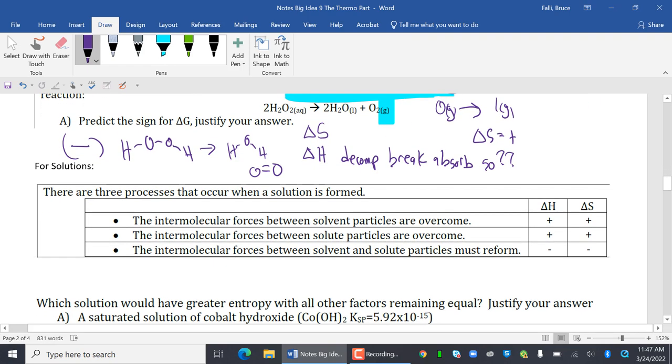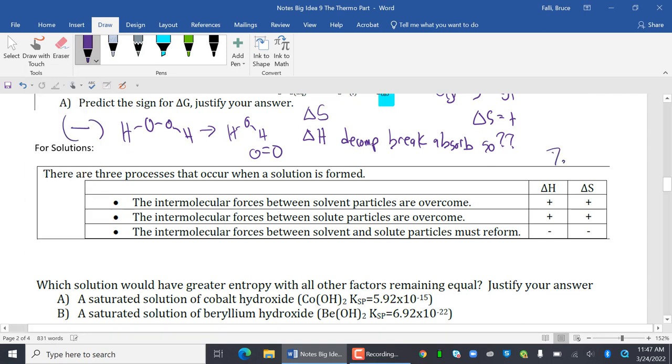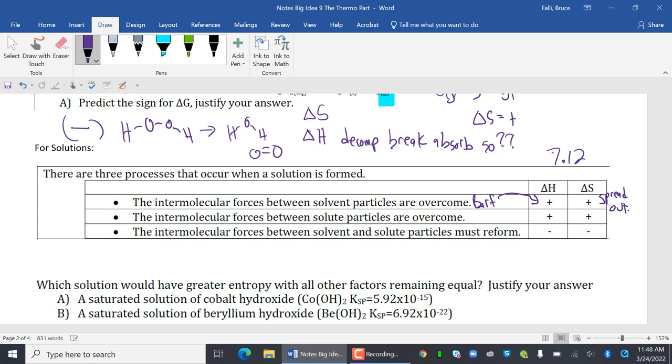For solutions, this was, believe it or not, the only thing in 7.12 that we skipped over. For solutions, the intermolecular forces between solvent particles must be overcome. Barf. That's why it's positive. And why is delta S positive? I just spread it out. Intermolecular forces between solute particles must be overcome. Barf. Positive. Again, spread out. Intermolecular forces between solvent and solute must form. Barf. But in this one, we're forming. That's why it's negative, and we're going to cluster. So, clump. Okay, that's it.